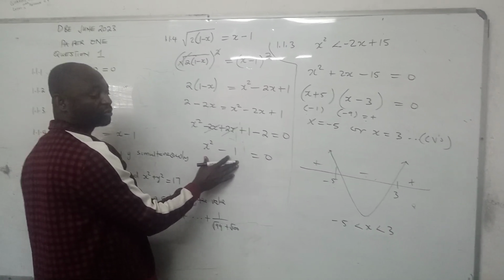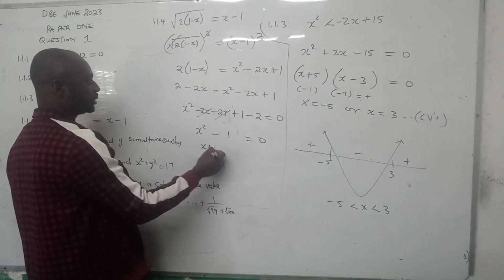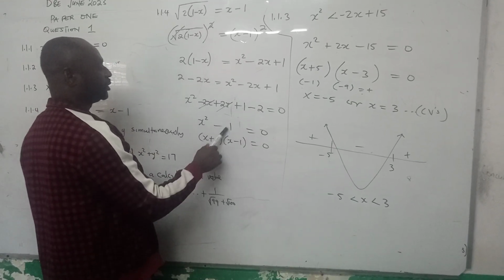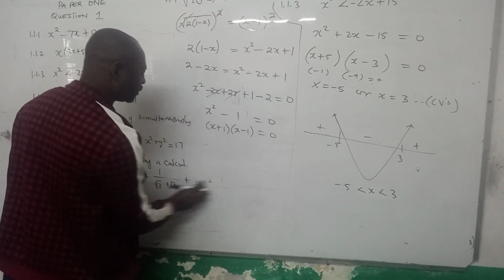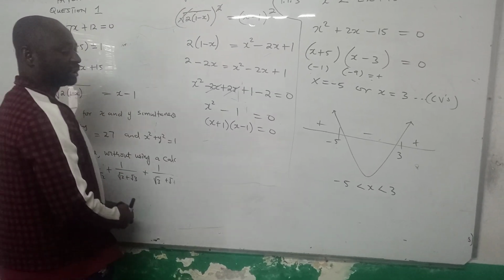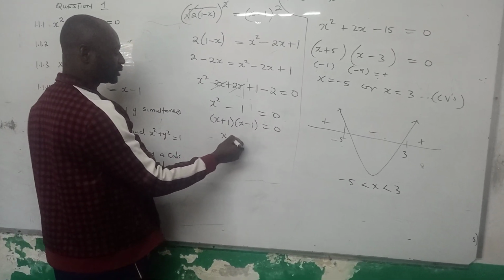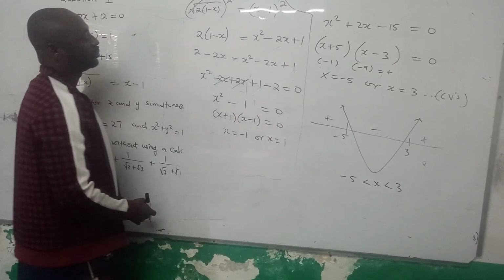This is a difference of 2 squares. So if it's a difference of 2 squares, you can say (x + 1)(x - 1) = 0. Or you transpose 1 here and put the square root on both sides, and the square root of a number is plus or minus the answer. So it's simply the same. So here it will give me x equals minus 1 or x equals 1.